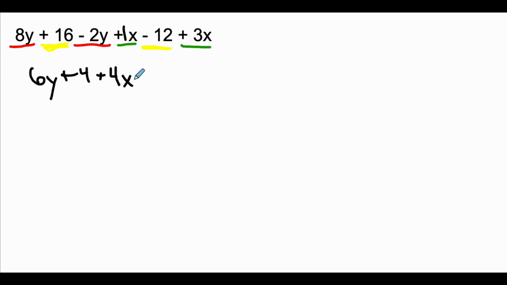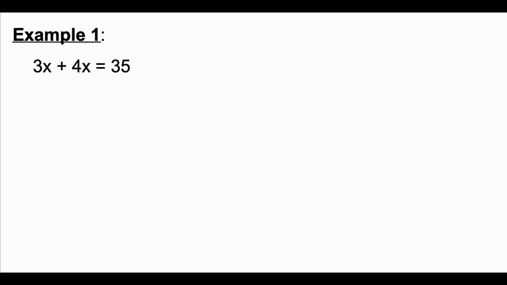So to combine like terms, you're just adding the coefficient that's in front. So 3 plus 1, those coefficients add up to 4x. And 8 minus 2 combines to form 6y. So now let's look at two examples of what you will see in your work today.